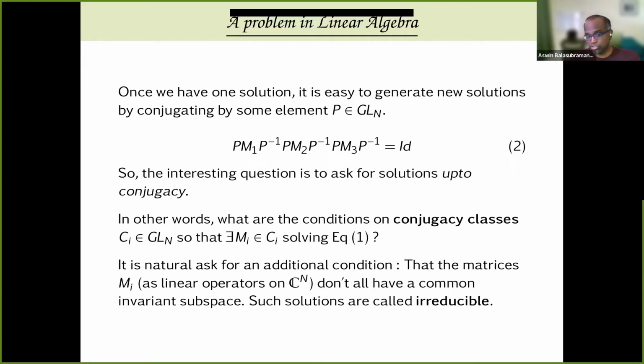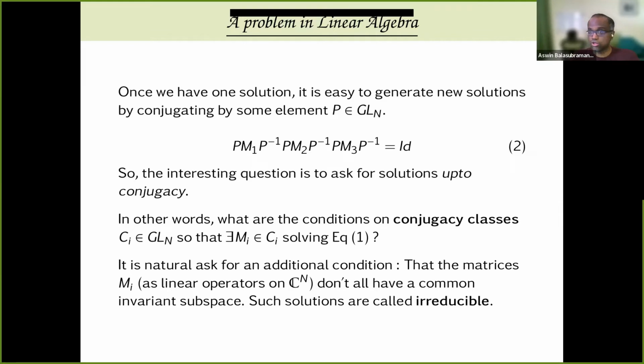Now, it's also natural to ask for one additional condition on these solutions. This condition is that I ask that the matrices M_i, viewed as linear operators on C^n, don't have a common invariant subspace. Such solutions are called irreducible. The reason we ask for this is, imagine the opposite is true, and they have a common invariant subspace. What that tells you is that secretly, they are somehow a solution for a smaller value of capital N.